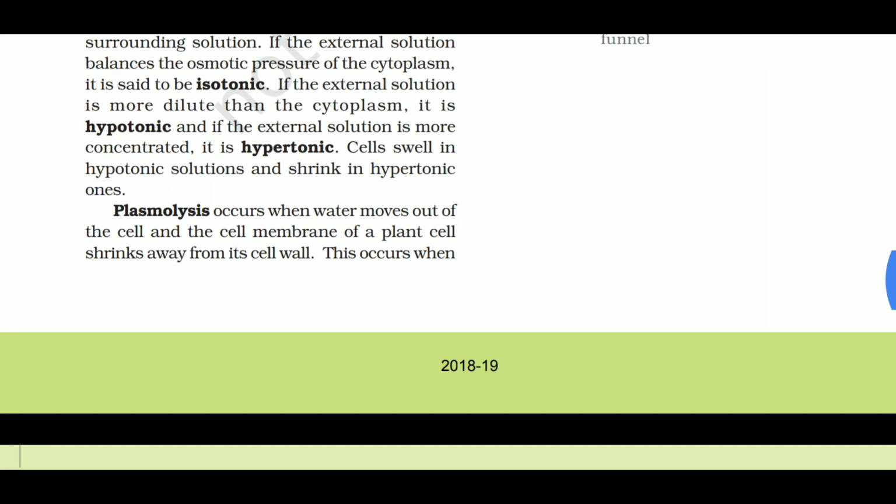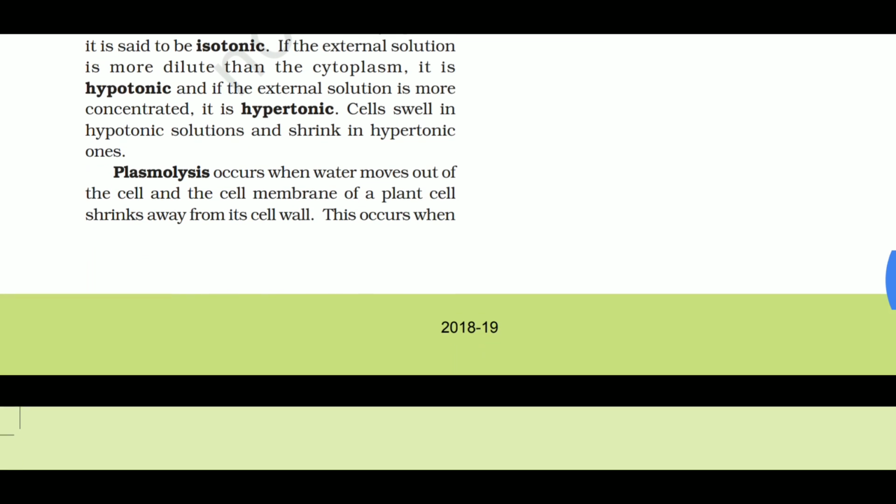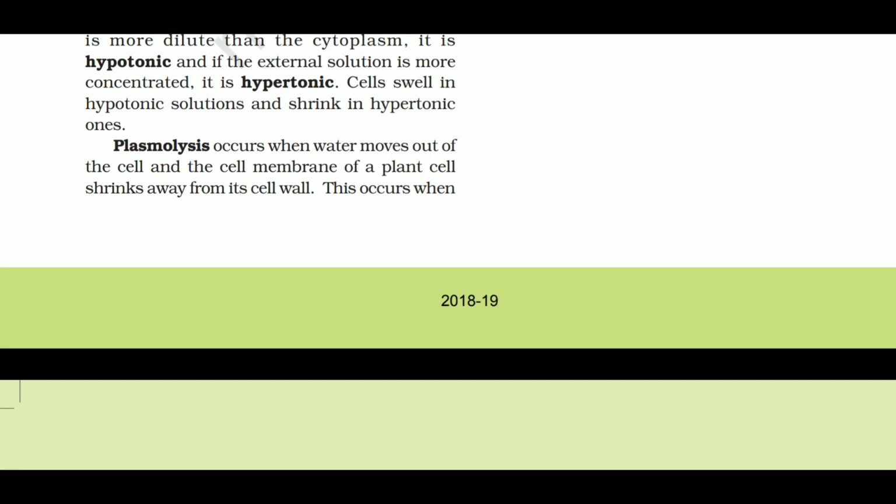In another solution, you have taken more amount of water and less amount of salt. If you taste it, you will feel the water is less salty. Then we call that type of solution a hypotonic solution. You have taken one more solution in which you have an equivalent amount of solute and solvent. Then we call that type of solution an isotonic solution.